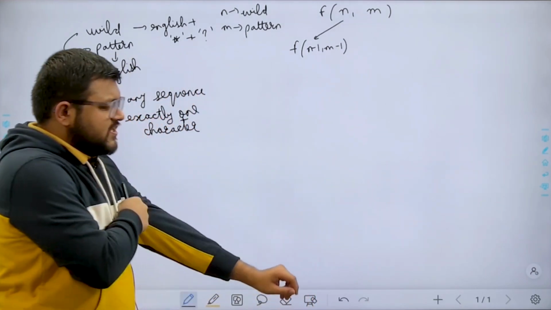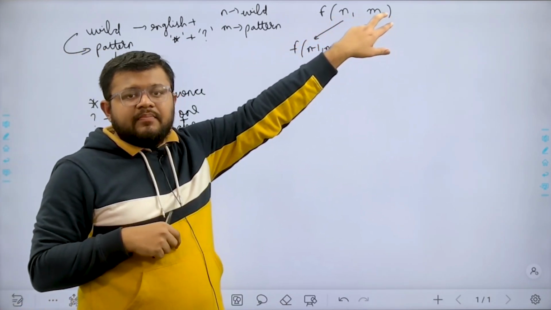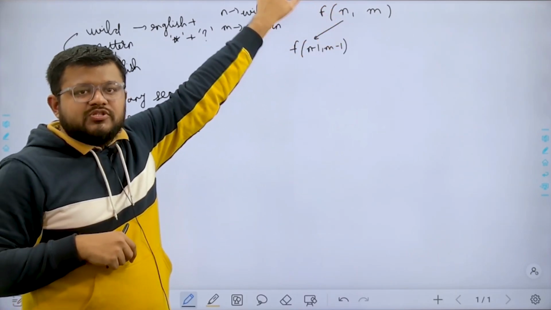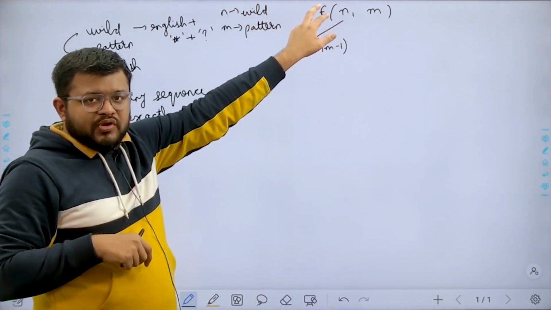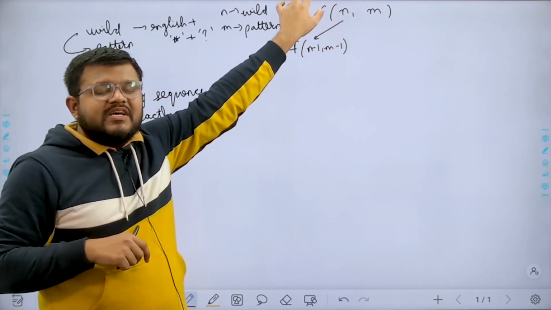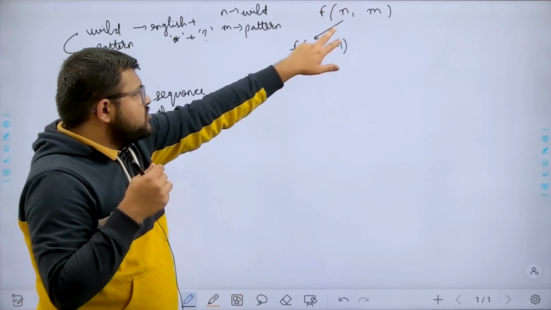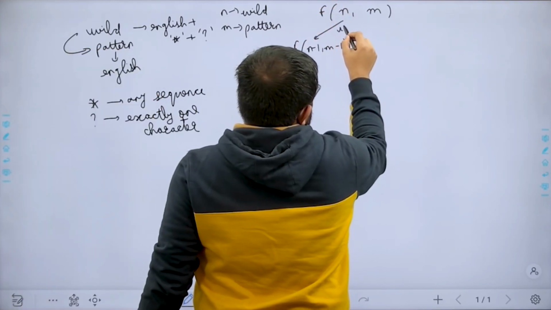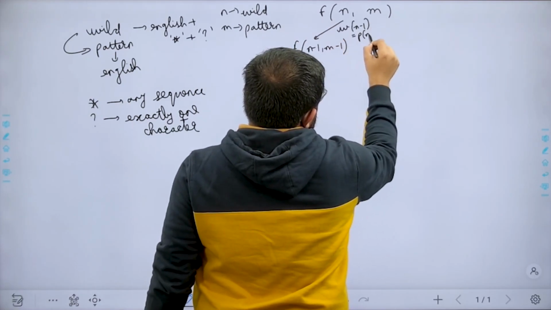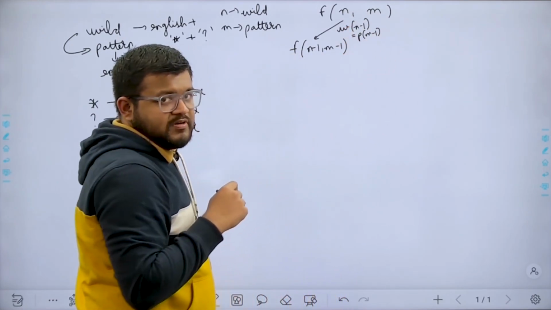So what basically this recursion function is, I will call the recursion function f(n, m), and this will return me true if the n size prefix of the wild string can be matched with the m size prefix of the pattern string. Now n size prefix and m size prefix means the complete string, right? So this is true, let's say, if wild of n-1 is the same as pattern of m-1, because the nth and mth character will be at the n-1 and m-1 index.